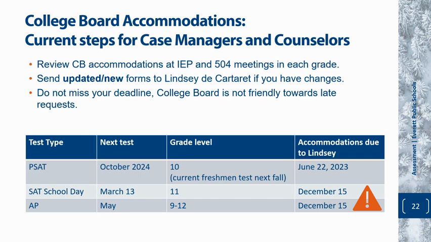Regarding AP, the next AP tests are happening in May. Some of those will be online, some will be paper pencil. It varies by subject and by school, and that could include students in grades 9 through 12. Earlier in the year, we sent you your list of 9th grade students who were enrolled in AP classes so you could get those accommodations in. If you did not do that, it needs to be done pronto because those are due December 15th.